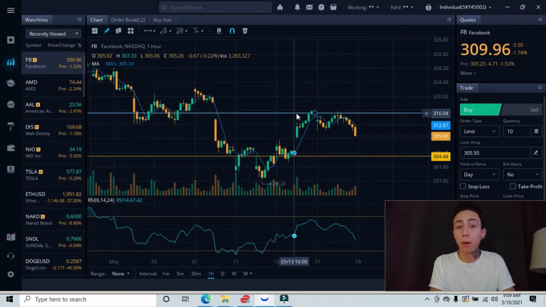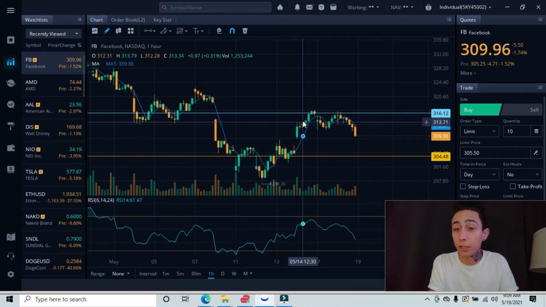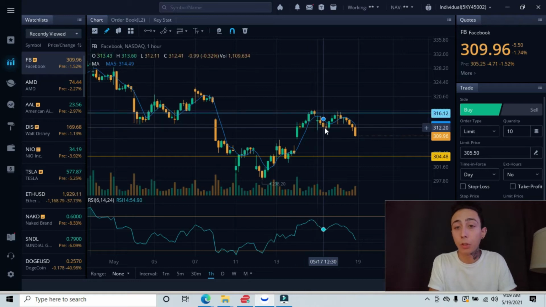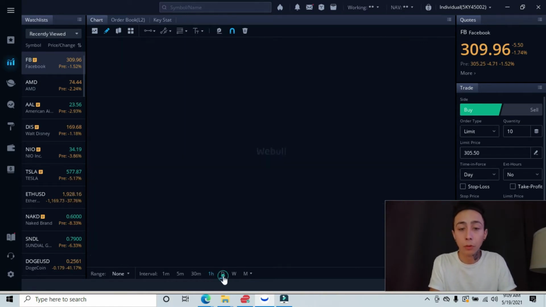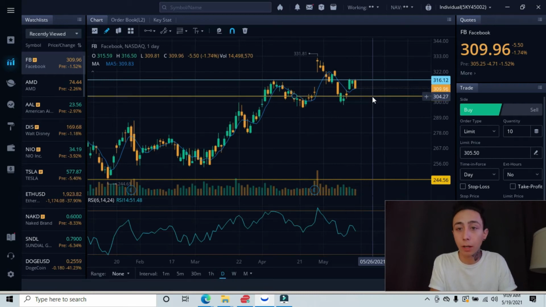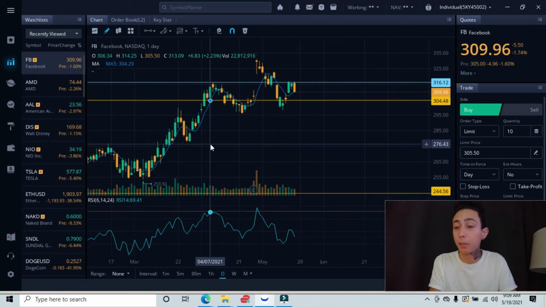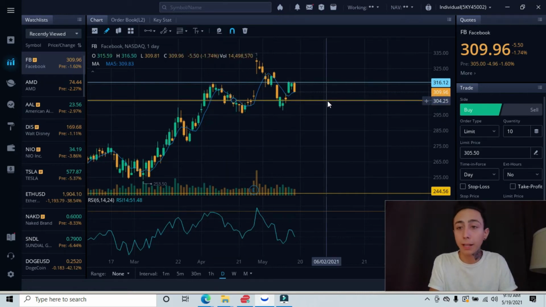But we broke underneath that, so now it's working as resistance, and you can see that we came up, got rejected, double test, and failure, and now we're pulling back to our next major level of support, and that is the $304 level. So that is going to be this area right here. This was our major support line, what I was explaining earlier. So if we can pull back down to the $304 level, this could be an ideal entry because we are on such a tested level of support.